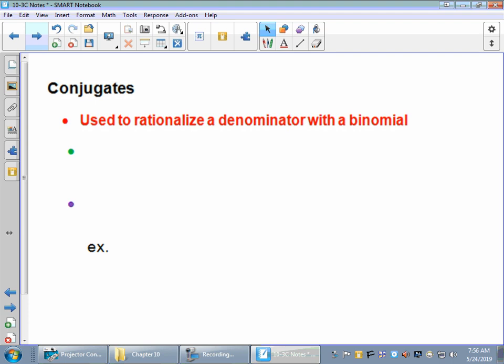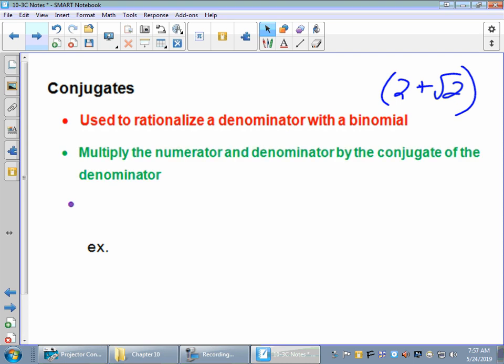So a binomial is 2 terms, remember. So if it's square root of 6 plus 4, or a good example here would be like, say we have 2 plus the square root of 2. Okay, well, that is a binomial, and it's got a radical in it, so we can get rid of it using a conjugate. And we're going to multiply, same thing we did with the last example. We're going to multiply the numerator and denominator by the conjugate of the denominator.